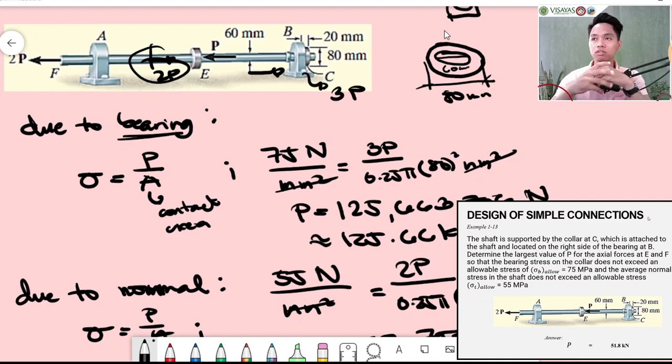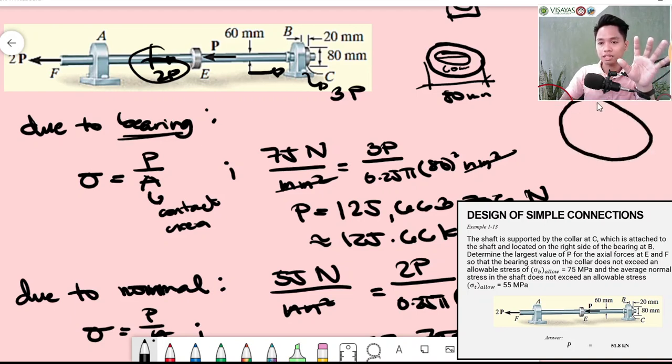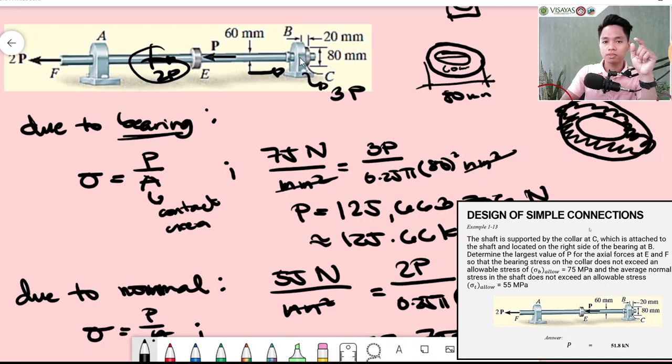Alright? Or, I don't know if you have seen the nuts on bikes, motorcycles. It has a nut shape. Meaning, the best example is a nut or donut. Meaning, it has a hole in the middle. So, this is now the contact area with our collar. Right? With our collar and our journal at B. This would be our contact area.